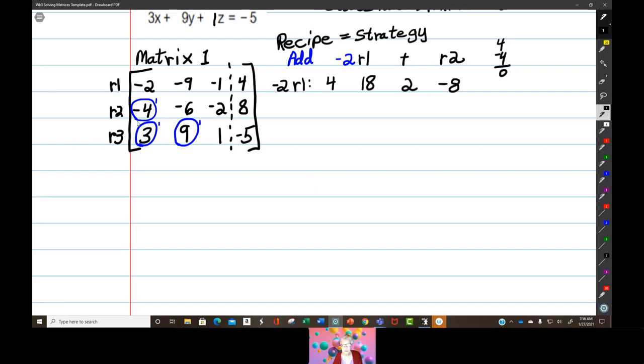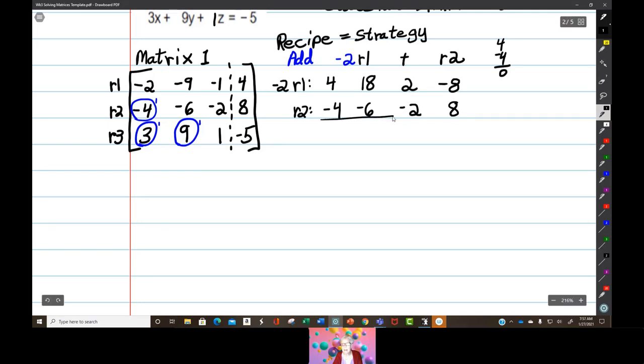Now, I don't have to do anything to row 2. I could, but I don't have to. So I'm just going to copy it. Negative 4, negative 6, negative 2, 8.